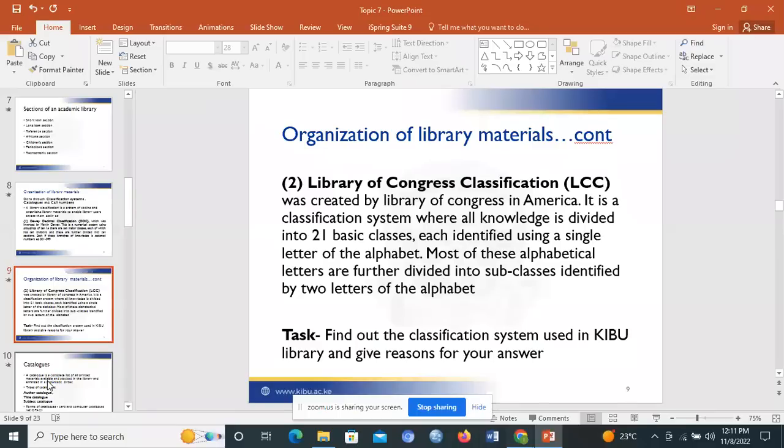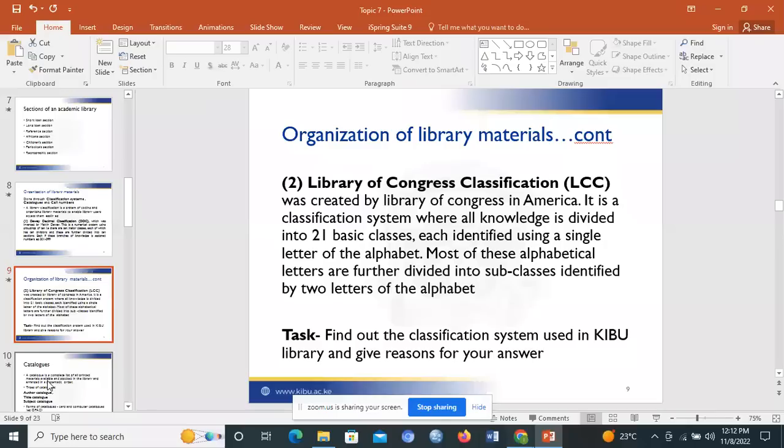Now, the task I want to give you today is I want you to visit the Kibabi University Library, and establish the classification system used in the Kibabi Library. And even give reasons why you are saying it's either a Dewey Decimal Classification or the Library of Congress classification. So how do you establish the classification that is used in the library?